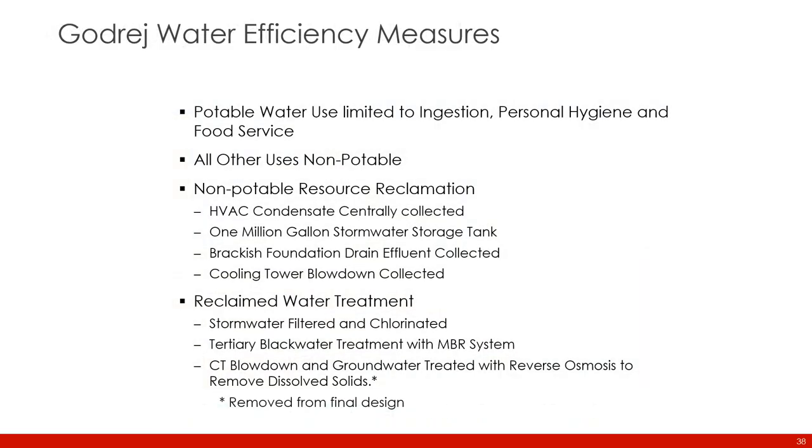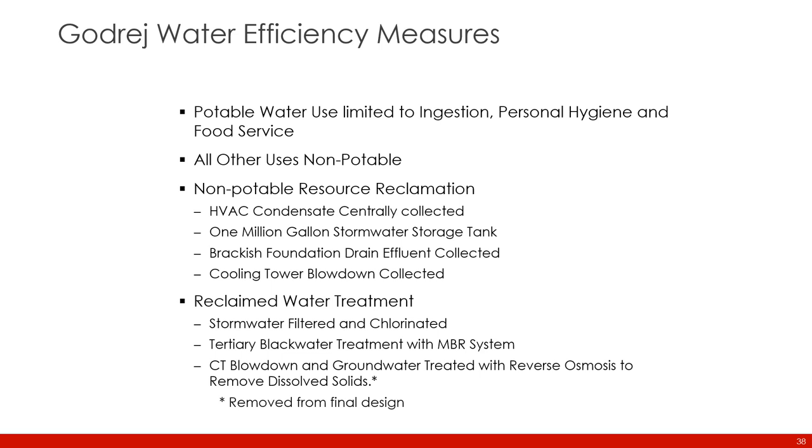So in the design phase, for the water efficiency measures, potable water use was limited to ingestion, personal hygiene, and food services. Everything else was going to be non-potable. So we had non-potable resource reclamation. HVAC condensate was centrally collected because we were to use a dedicated outdoor air system, and all the humidity control would be performed by the outdoor air mass flow. And so we could get all the HVAC condensate there.